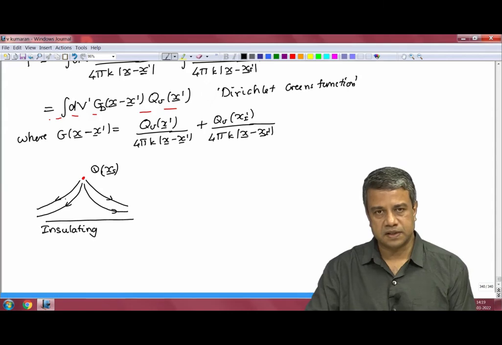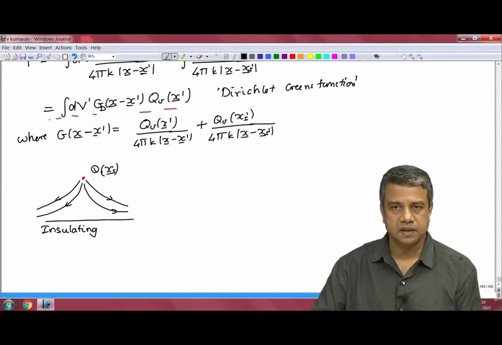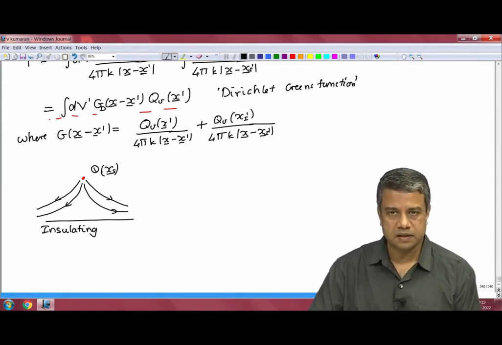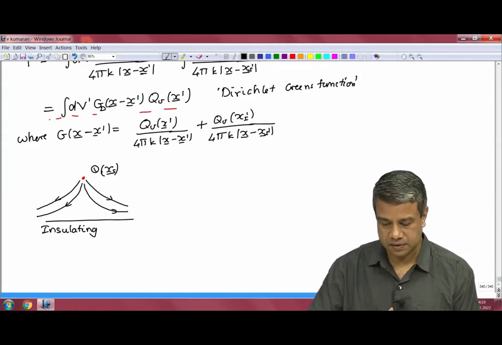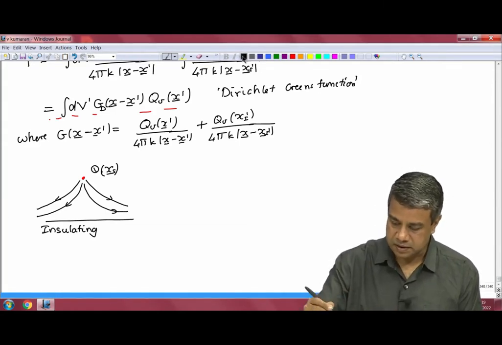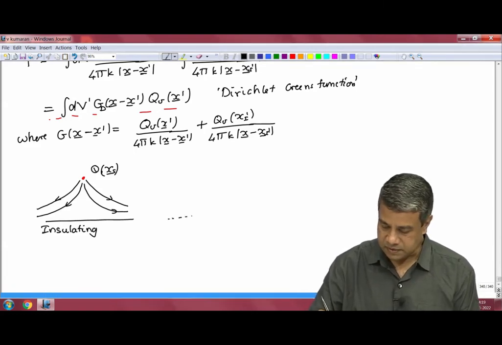Okay, that means that the flux lines have to go parallel to the surface. There is no component of the flux perpendicular to the surface because it is perfectly insulating. How do we satisfy these boundary conditions? As you might have guessed, it is quite easy.